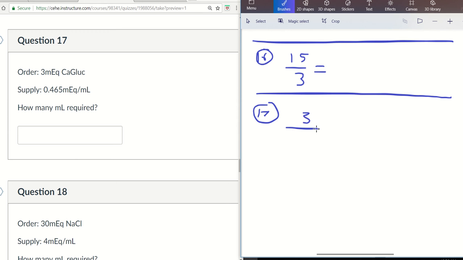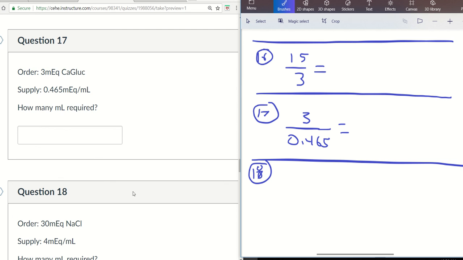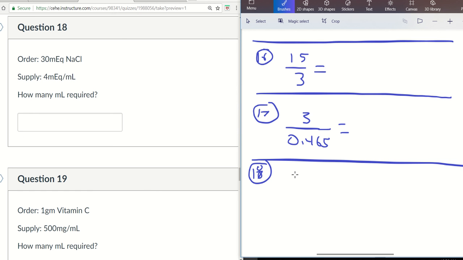So 3 divided by 0.465. Just give me one decimal point. It's 6.45. So we'll round up to 6.5 on that one. 18. 30 divided by supply, which is 4. Yep, so we'll just put in 7.5 on that one.